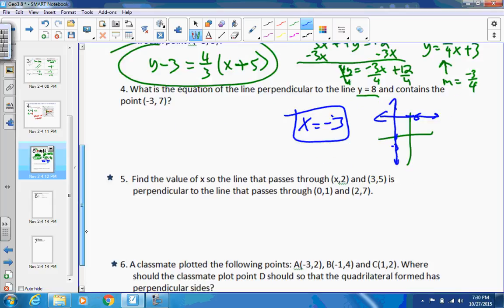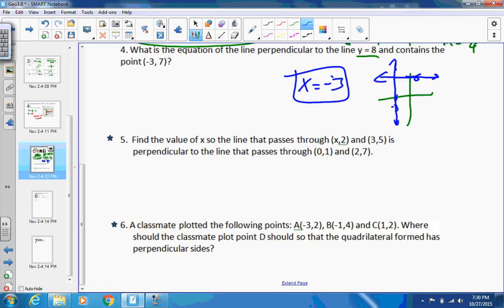Now these two I think are a little bit more challenging. Let's just take a look at them. At least number 5. So find the value of x so that the line that passes through x, 2 and 3, 5 is perpendicular to the line that passes through 0, 1 and 2, 7. I think we're going to have to find the slope.